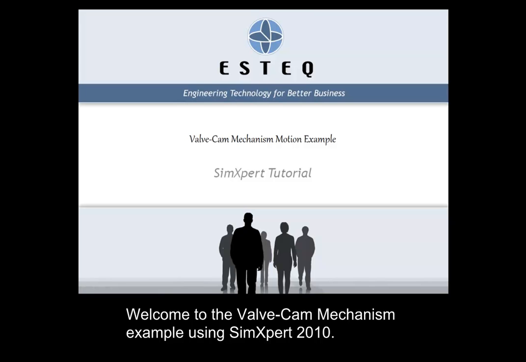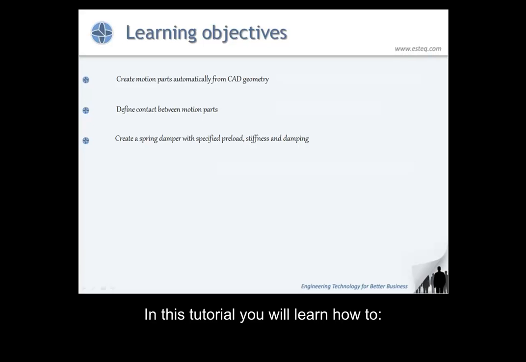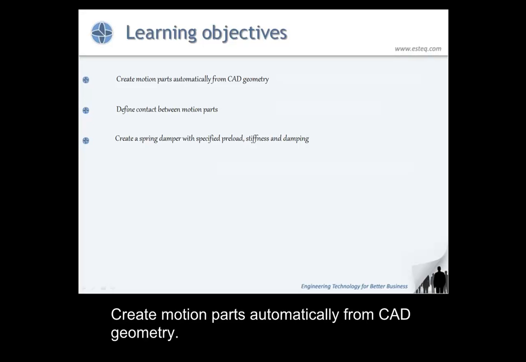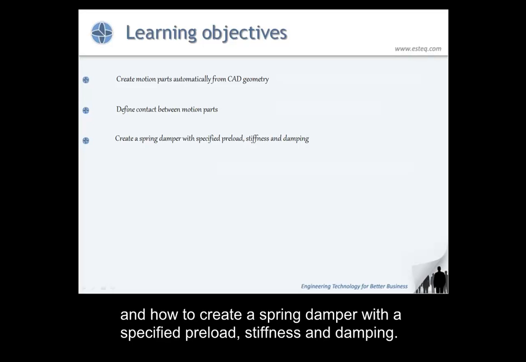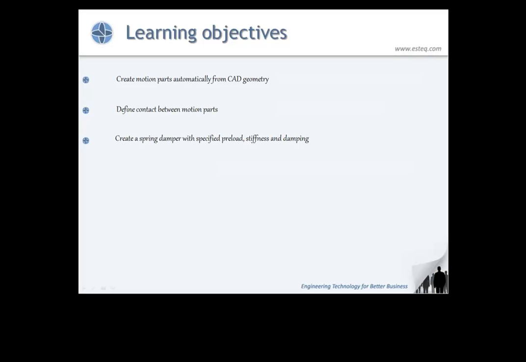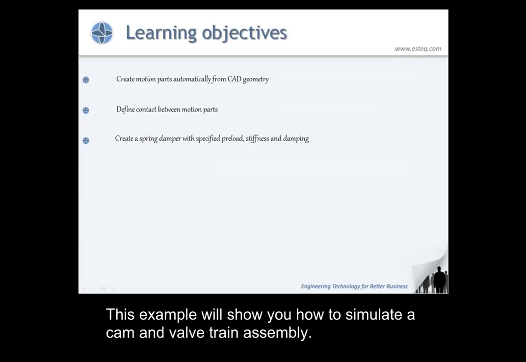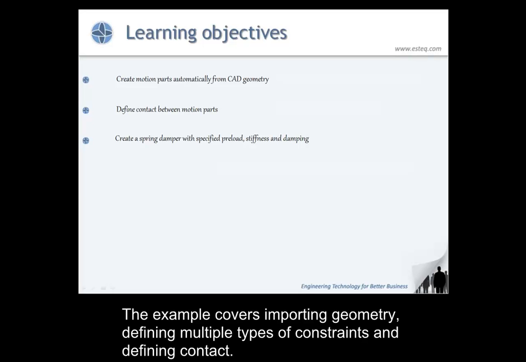Welcome to the valve cam mechanism example using SimXpert 2010. In this tutorial you'll learn how to create motion parts automatically from CAD geometry, define contact between motion parts, and how to create a spring damper with the specified preload, stiffness and damping. This example will show you how to simulate a cam and valve train assembly. The example covers importing geometry, defining multiple types of constraints and defining contact.